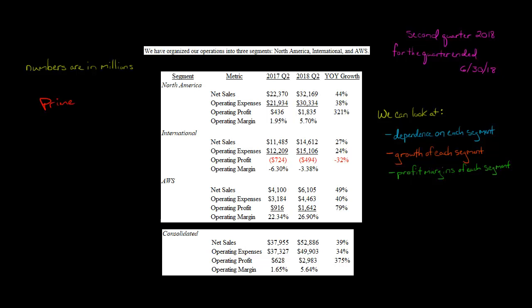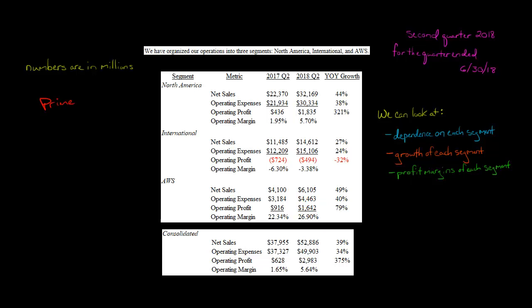Just at a high level, we see that Amazon North America in the second quarter of 2018 had over $32 billion in revenue and a profit of almost $2 billion. They had an operating margin of 5.7%. However, Amazon International actually lost money. They have $14.6 billion in revenue, but they lost almost $500 million. The loss was smaller than the same quarter last year, but still almost $500 million. Now, Amazon Web Services has $6.1 billion in revenue, but a profit of $1.6 billion. So they have a very high operating margin.